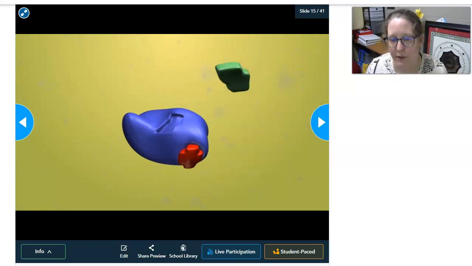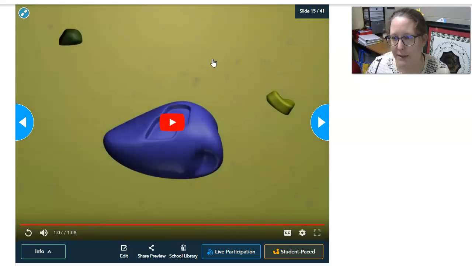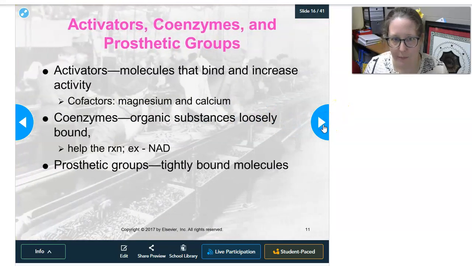No reaction will occur as long as the non-competitive blocker is bound to the enzyme. It's hidden, and you have no reaction. And that's it. It doesn't have the uncompetitive, but you get the idea.